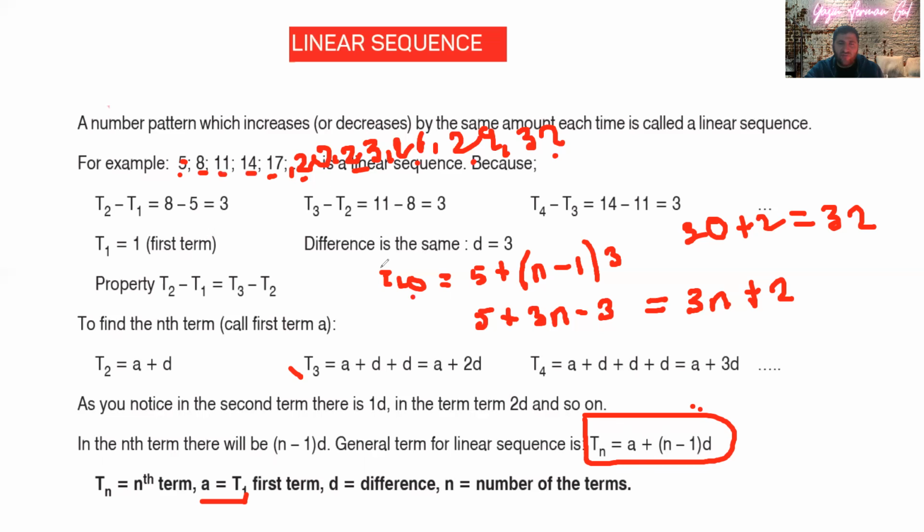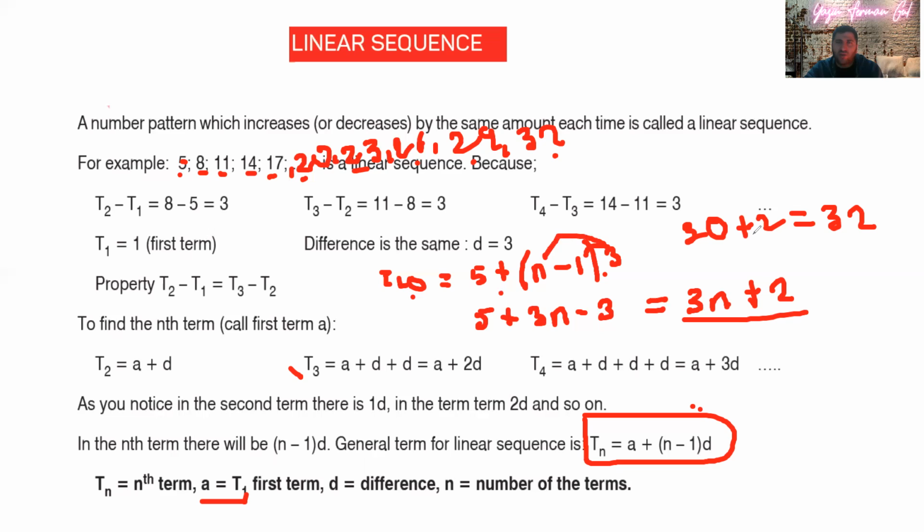A is the first term in the sequence, which is 5. 5 plus n minus 1, that is the unknown, times 3. So when you work this out, it's going to be 5 plus 3 times n, which is 3n, 3 times negative 1 will be negative 3. So we work this out: 3n minus 3 plus 5 will be 2. So your formula is basically going to be 3n plus 2.